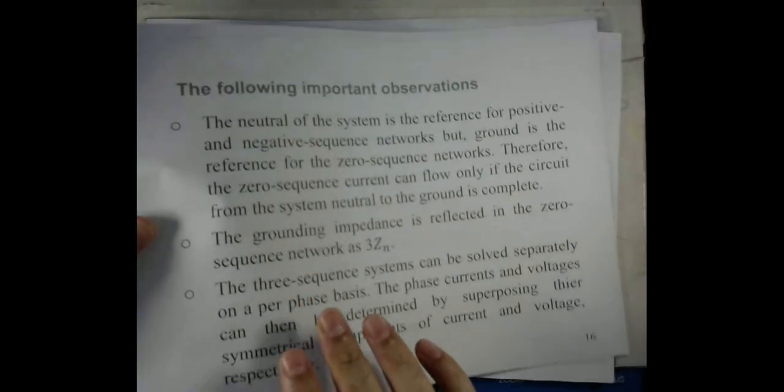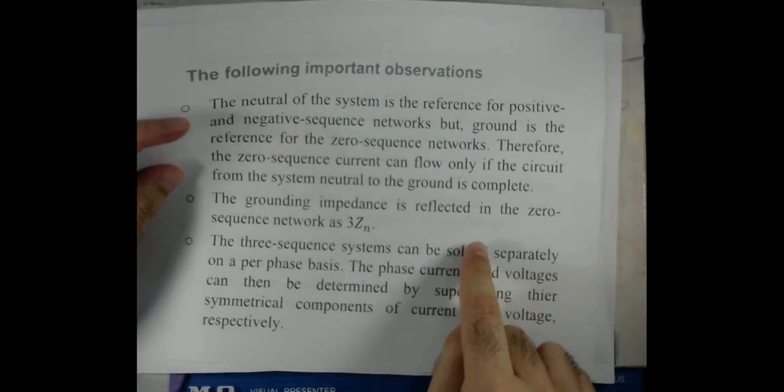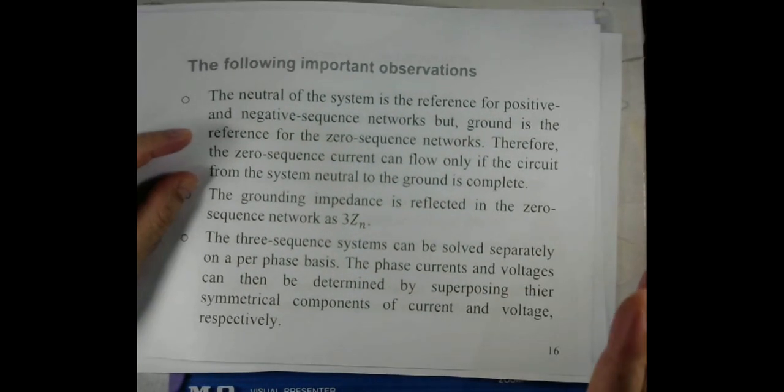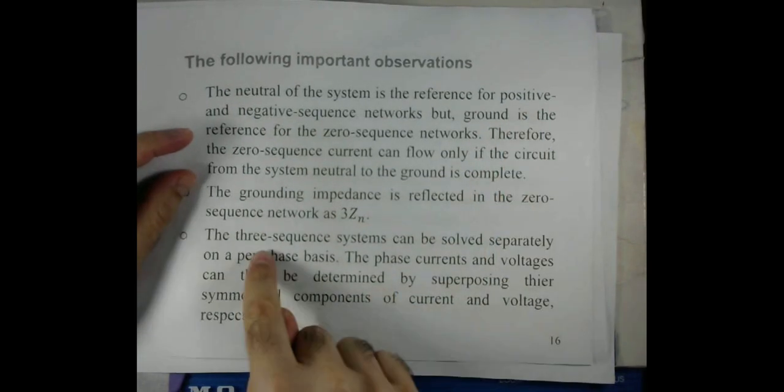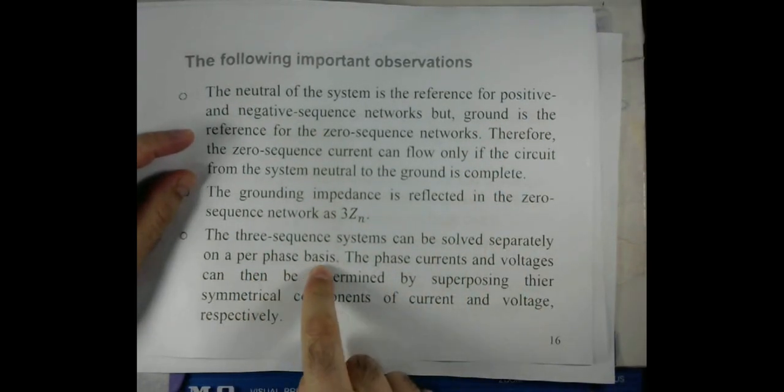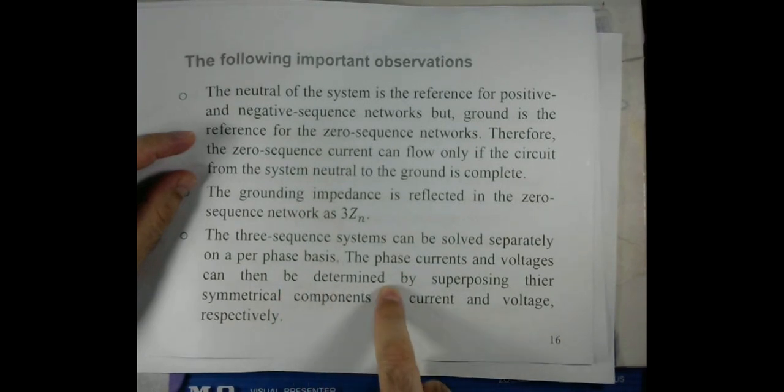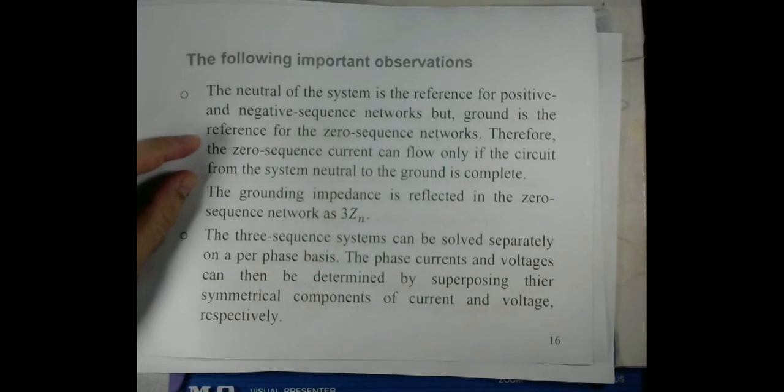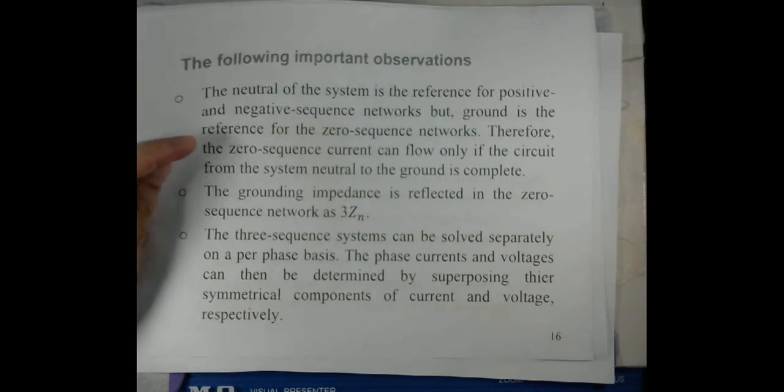We discussed that before. The three sequence systems can be solved separately, because they are not coupled. They will be solved separately on a per phase basis. The phase currents and voltages can be determined by superposing their symmetrical components of currents and voltages respectively. So we solve them separately, and then the results will be combined, what we call superposition, to get the final results. So these three networks are uncoupled, and they will be solved independently.